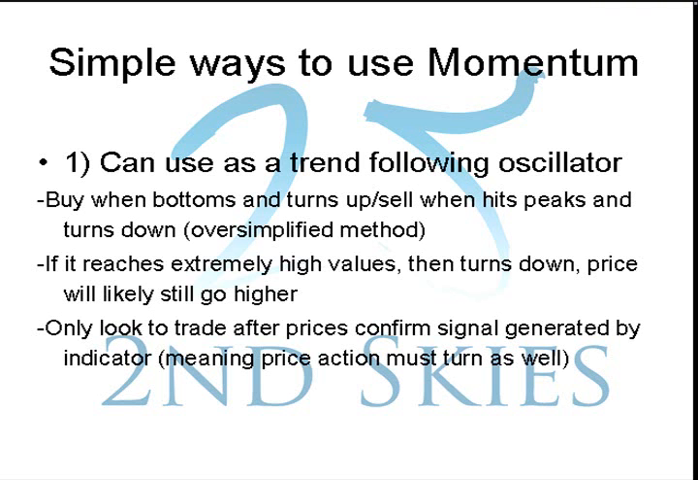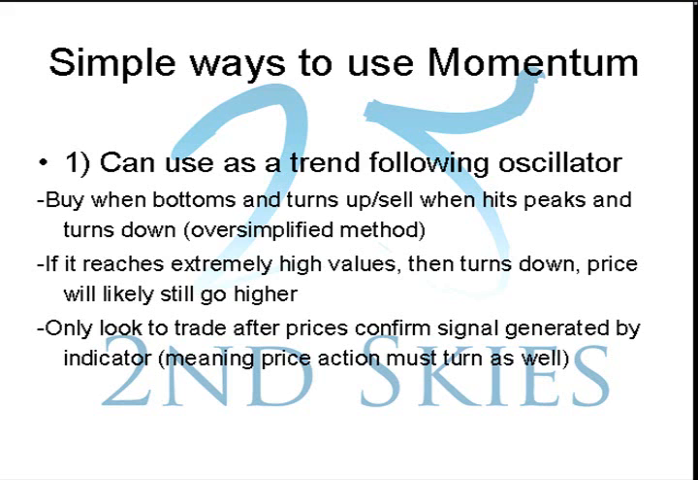Some other simple ways to use momentum. You can use it as a trend following oscillator. The traditional methods would be to buy when it bottoms and turns up, or you can sell when it hits a peak and turns down. This is a very oversimplified way to do it. I tend to wait for it to reach extremely high values and then turn down, and then price at that point still is likely to go higher.